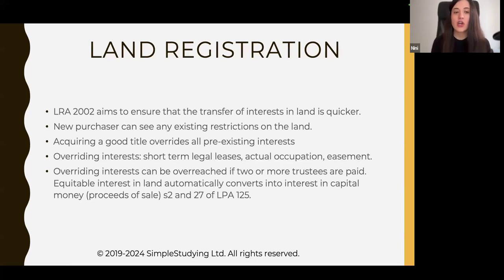Unless it's overreached. Overreaching is the only way to cancel the overriding interest, and it happens when 2 or more trustees are paid. In this case, when 2 trustees are paid, the equitable interest in land automatically converts into an interest in capital money, the proceeds of sale. When the money is paid to at least 2 people, it converts into an interest in capital, and the overriding interest disappears. It's written in sections 2 and 27 of the LPA 1925.